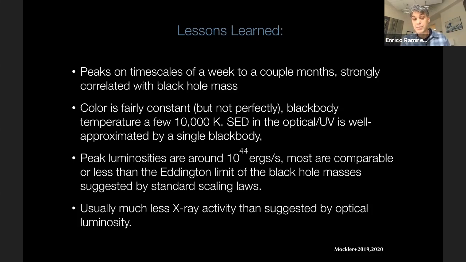That peak timescale strongly correlates with black hole mass. The color is relatively constant, but not perfect. It's well fitted by a black body at about 10^4 Kelvin. The majority of the light seems to be emitted there, particularly in those selected in the optical UV. The peak luminosities are comparable to, or close to, the Eddington limit of the black hole.